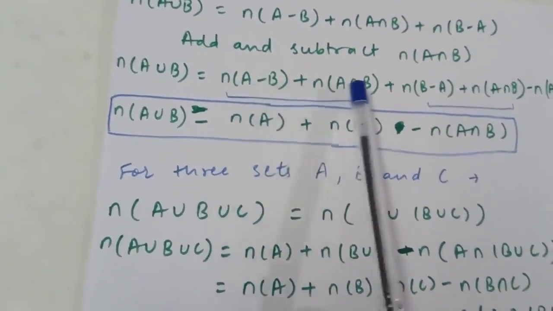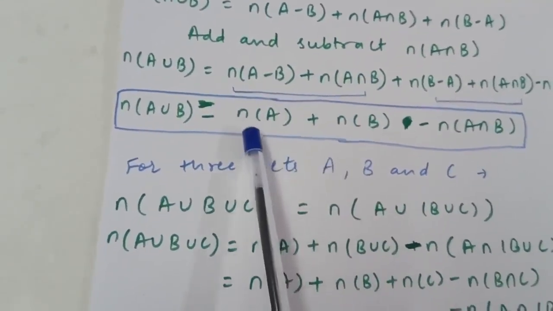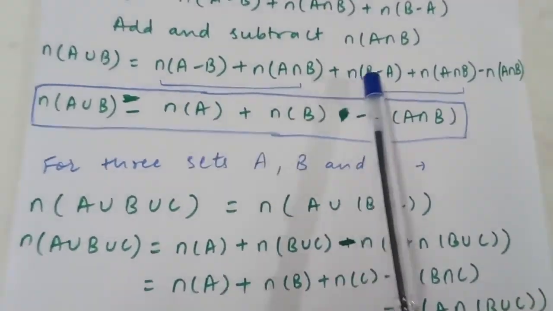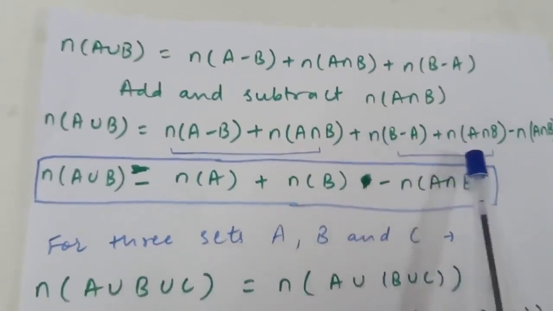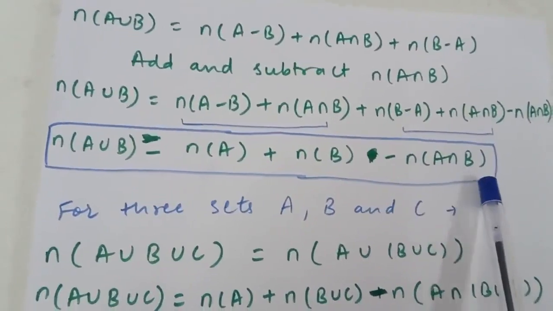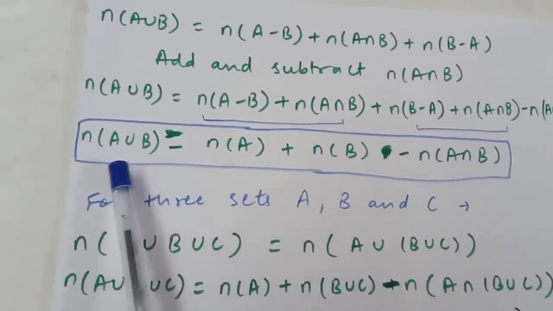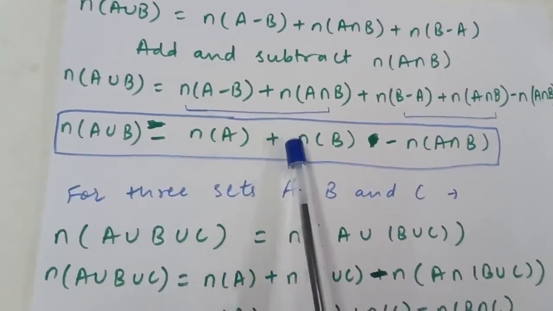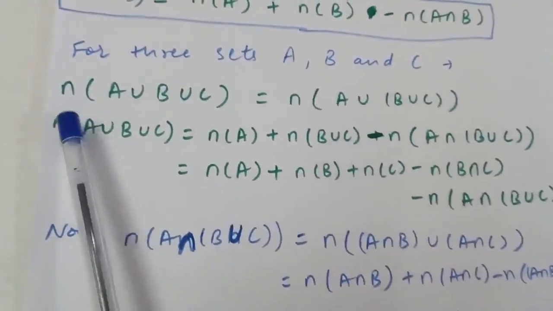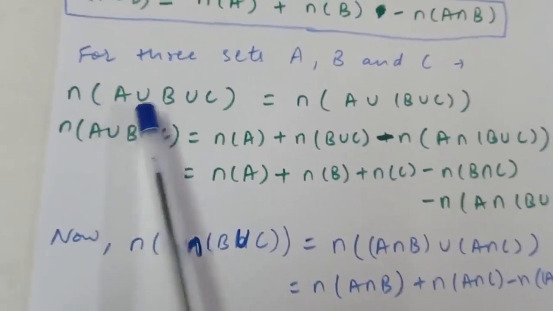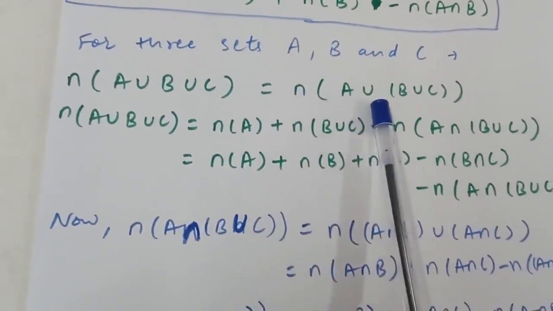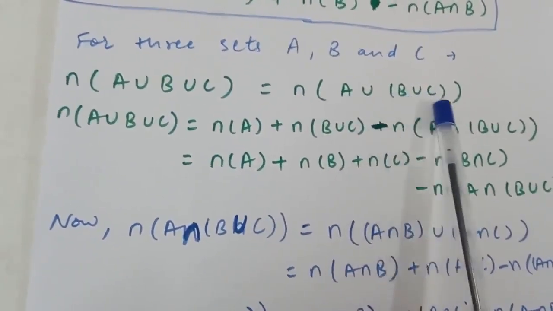Now see number of elements in A union B as this part. A minus B and A intersection B forms A. So this part will give us number of elements in A. Similarly, this part gives us number of elements in B minus number of elements in A intersection B. This is the actual formula to find the number of elements in A union B, and you have to learn this. If suppose three sets are given to us, A, B and C, now we will find the number of elements in A union B union C. So I can write it as number of elements in A union whole B union C, right?